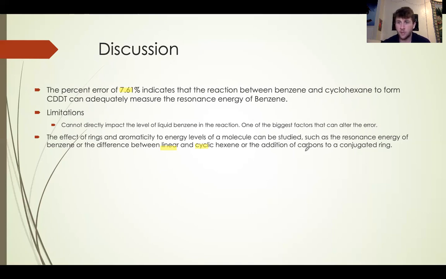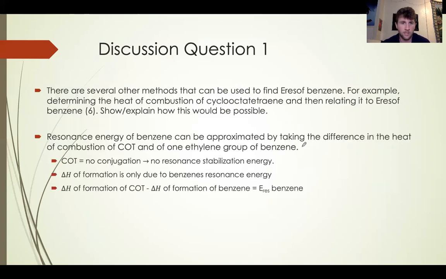Or even the addition of carbons to a conjugated ring, like you do in this equation, which is the combustion of COT. COT in this case is cyclooctatetraene. Now, you can use this same sort of style to determine the resonance energy of benzene. This is because COT is actually non-conjugated. There's no resonance stabilization energy. The only enthalpy of formation is due to the benzene's resonance energy. So whenever you're looking at subtracting these two values, that's actually going to equal the ERES.